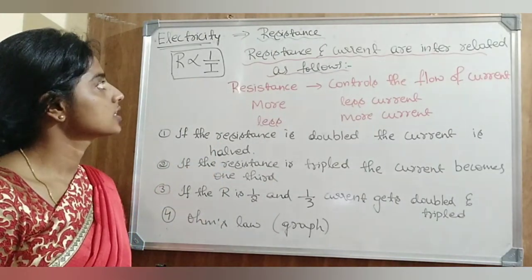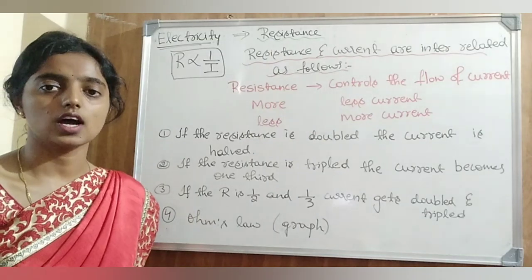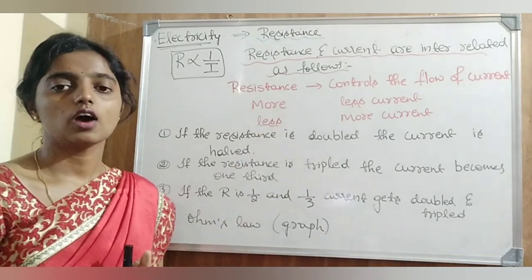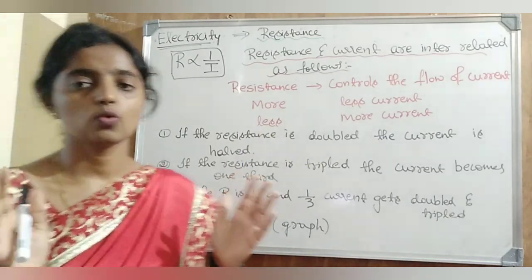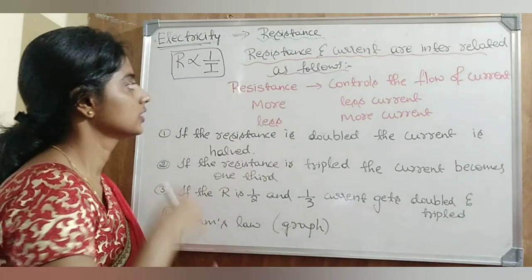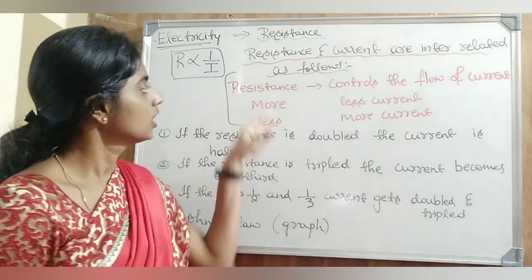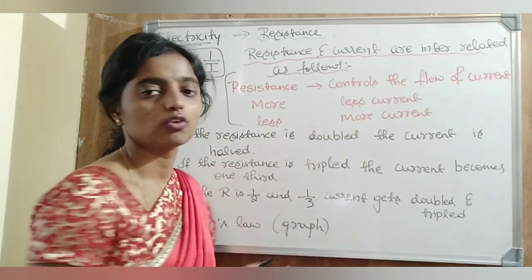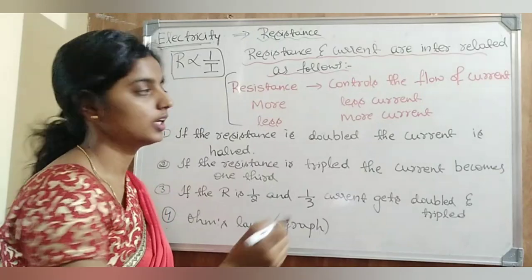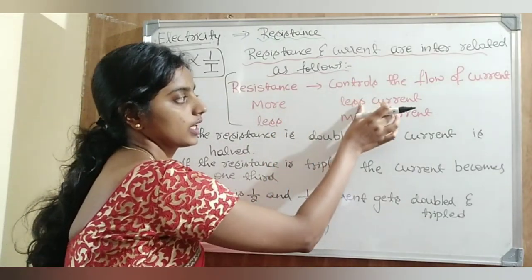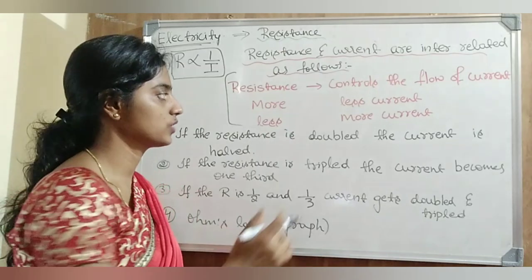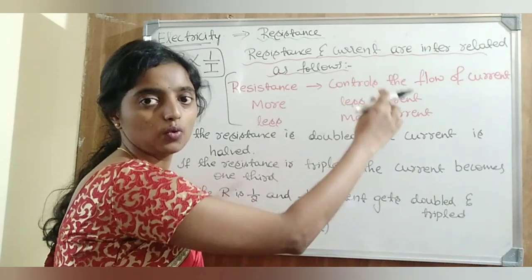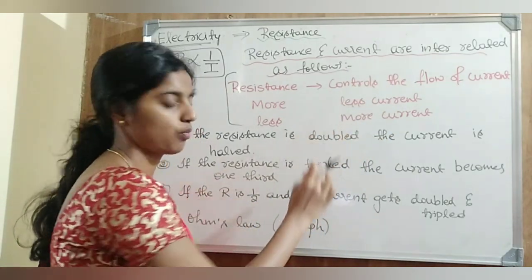we can say that current and resistance are interrelated to each other, and these are the points showing how they are interrelated. First and foremost, we just need to remember these three things. See, we know already what is resistance. Resistance is which controls the flow of current, right? And remember, if resistance is more, the current will become less, and vice versa. If resistance is less, what happens? Current will become more.